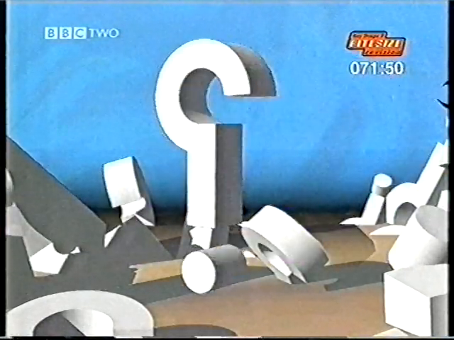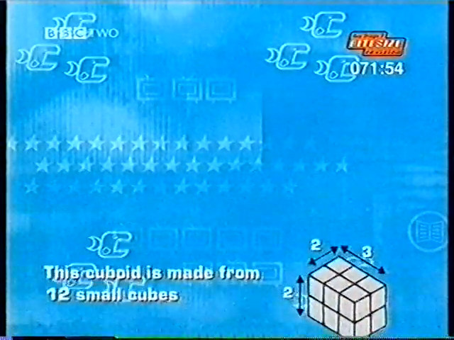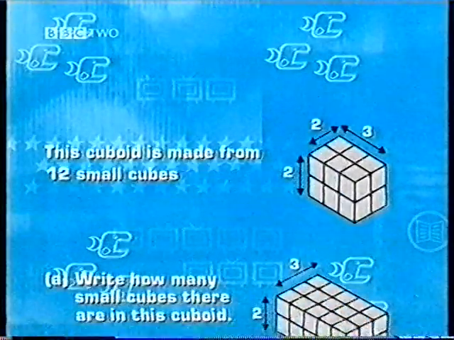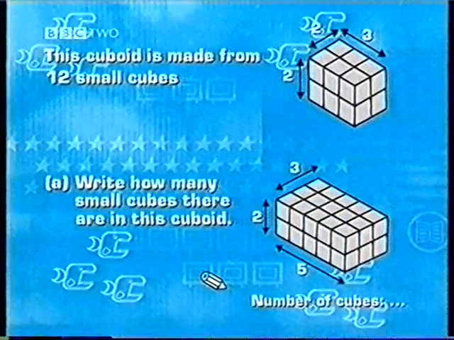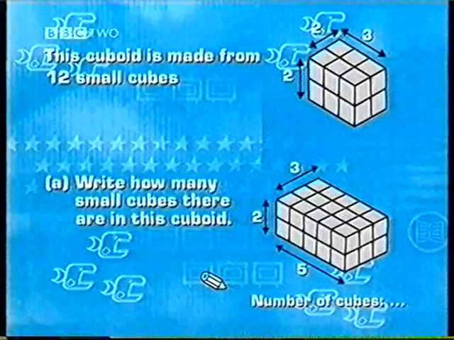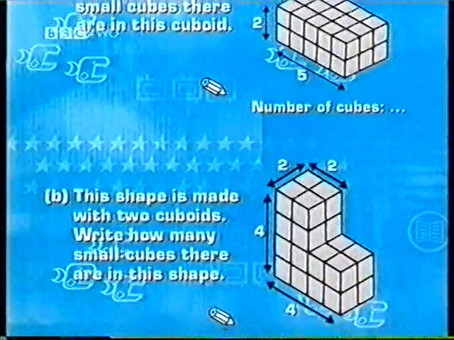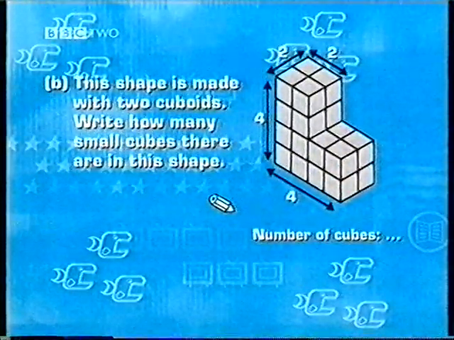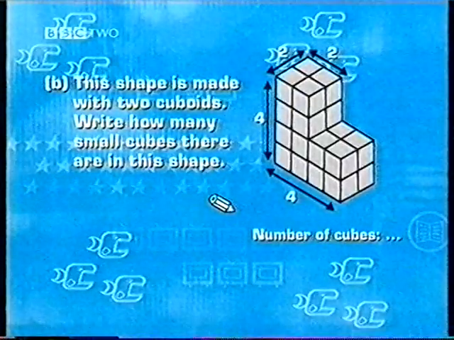Okay, on to a test question now. This cuboid is made from 12 small cubes. Part A asks you to write how many small cubes there are in this cuboid. Part B. This shape is made with 2 cuboids. Write how many small cubes there are in this shape.